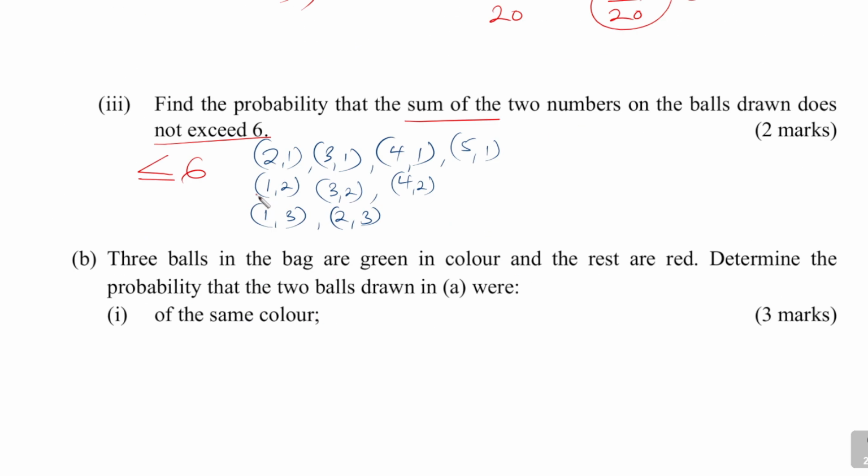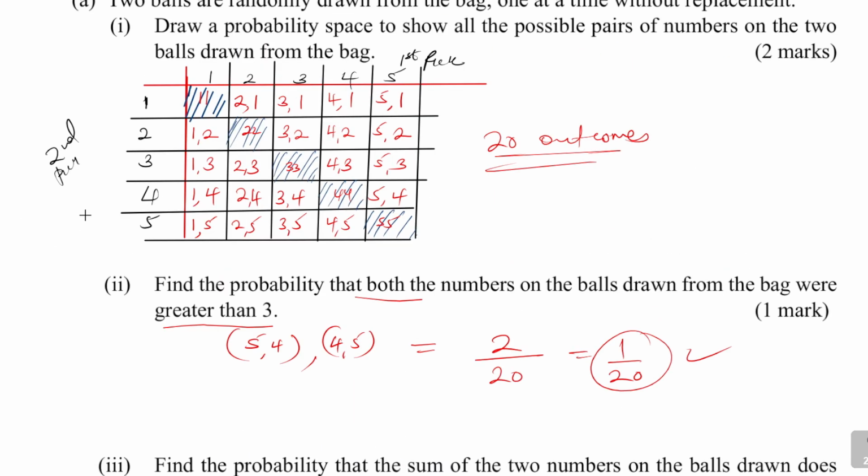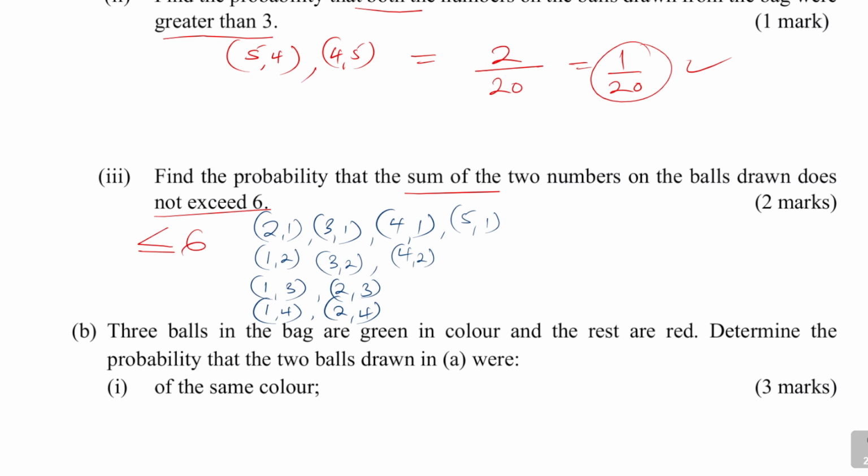1, 4, and 2, 4. 3, 4 will be out. 3 plus 4 will give 7. This one will give 9. It is out. It's not less than or equal to 6. Then for this row, the only one that qualifies here is 1, 5.